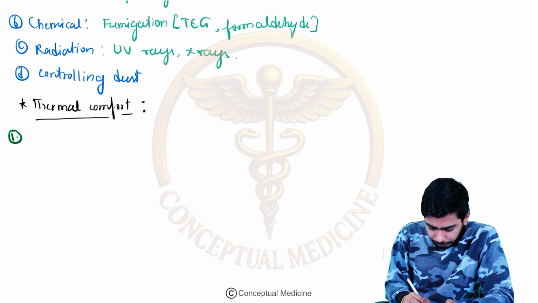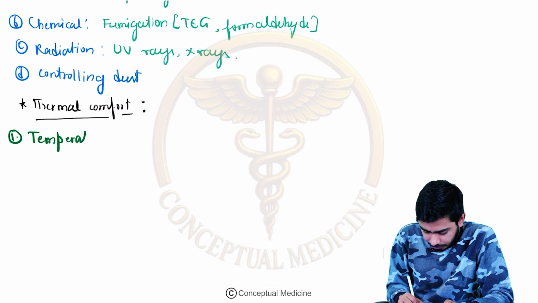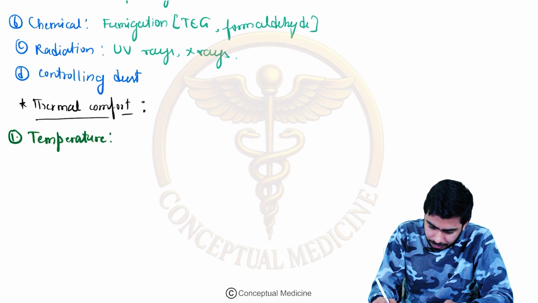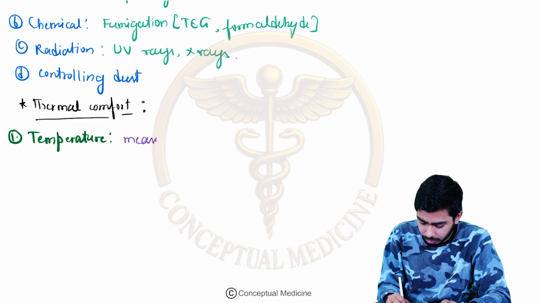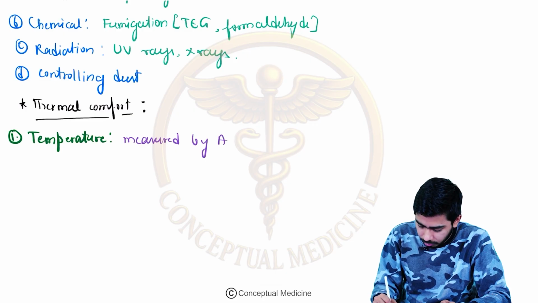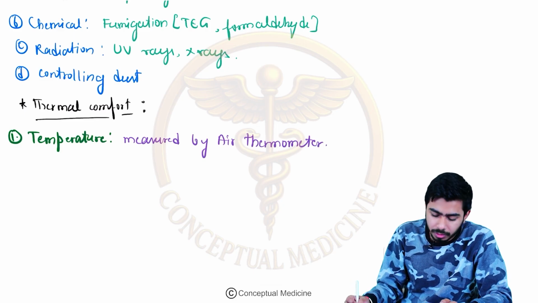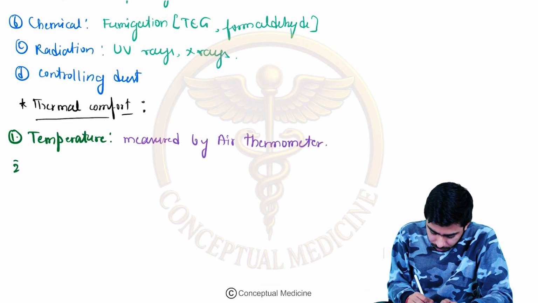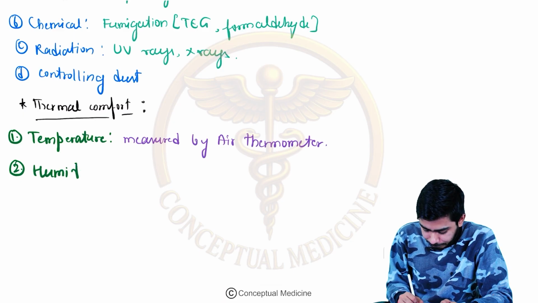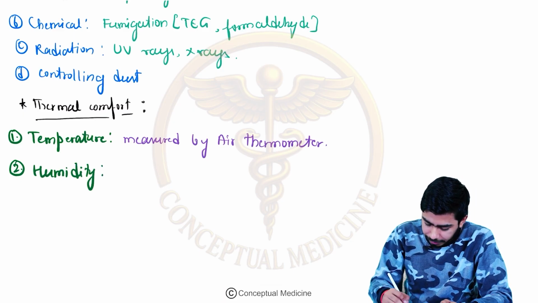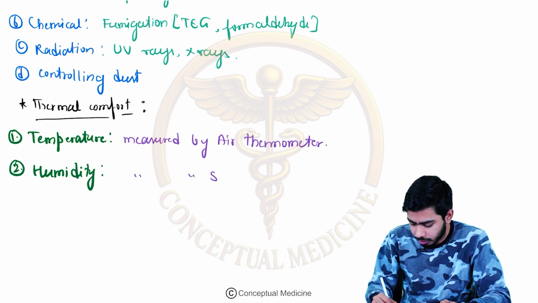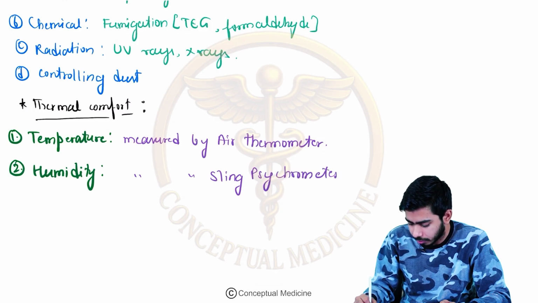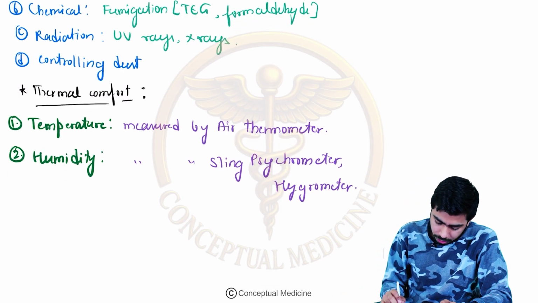Now if you talk about the temperature, it can be measured by air thermometer. Okay, if you talk about the humidity, then it can be measured by sling psychrometer or hygrometer. Okay, so please do remember that.